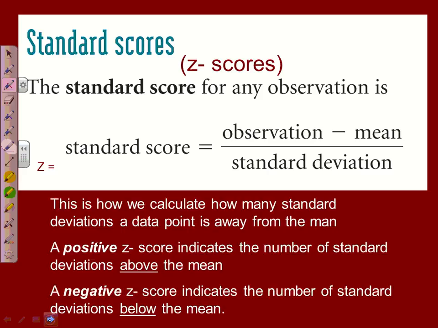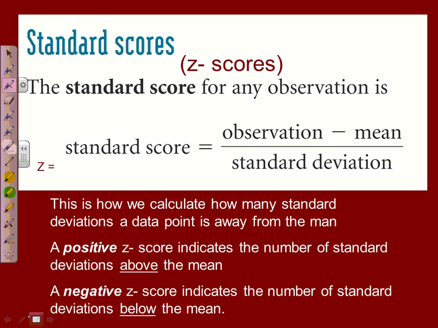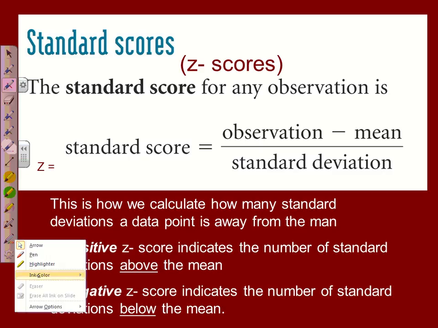Let's talk about finding a z-score. So now we know how to find these percentages as long as we have z's. Well, we're going to have to turn values into these z-scores. This is a very important formula that you need to write down. What this formula does is it standardizes things. It turns data values into standard deviation distances. This is how we calculate how many standard deviations a data point is away from the mean.